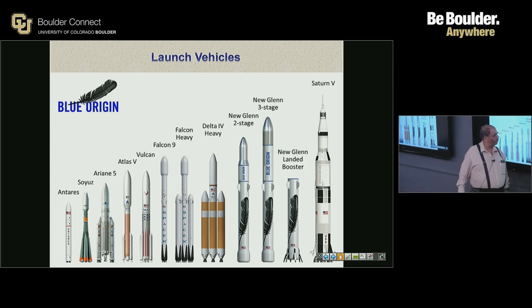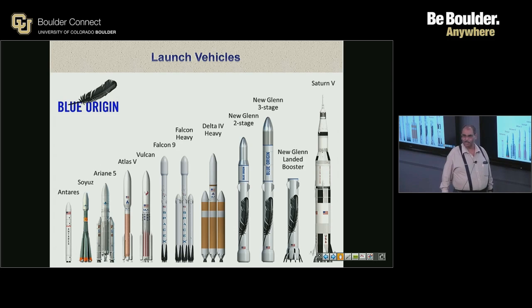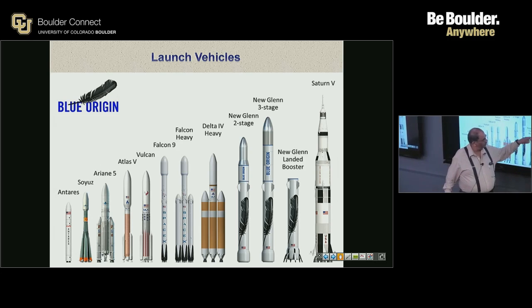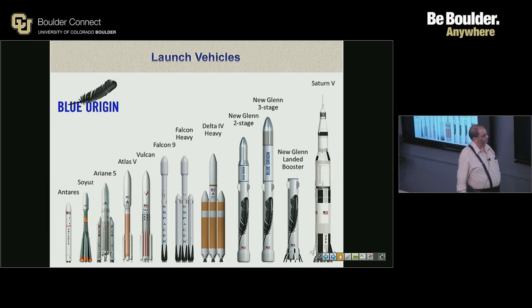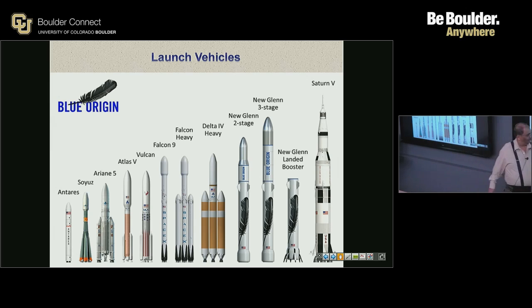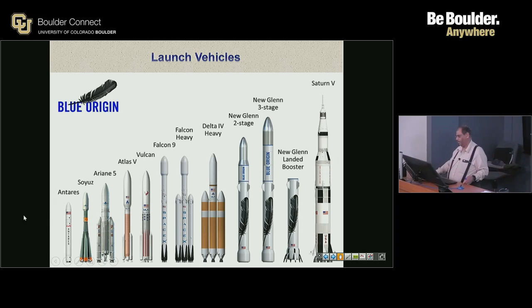New Glenn, this is still a gleam in Jeff Bezos' eye, but he wants to build it, and when it is built, look at the first stage. It's taller than the first stage of the Saturn V. Uses 4 BE4 engines, I believe, and has a huge payload capability. Okay. Trademark is this feather. Do you know why? Why the feather on those things? It looks nice, though.